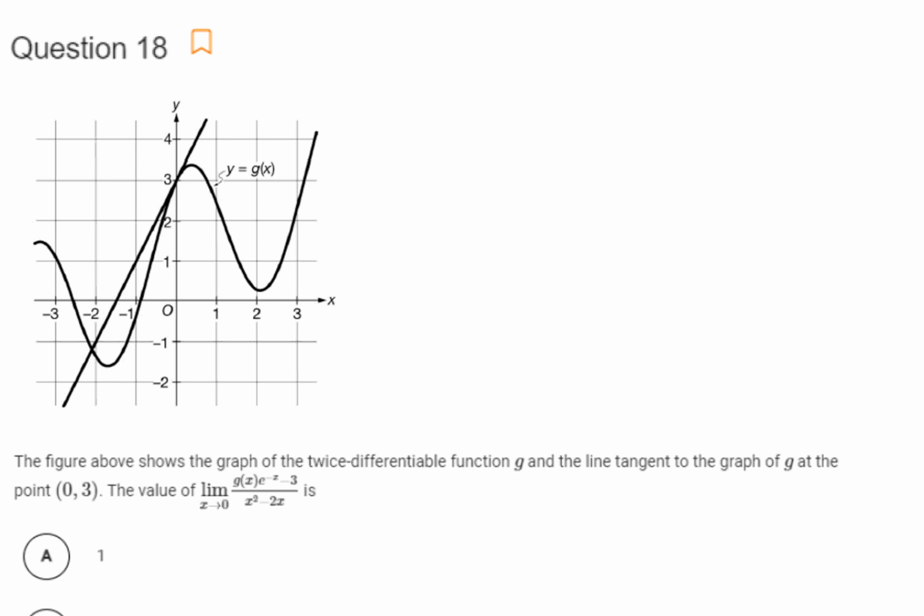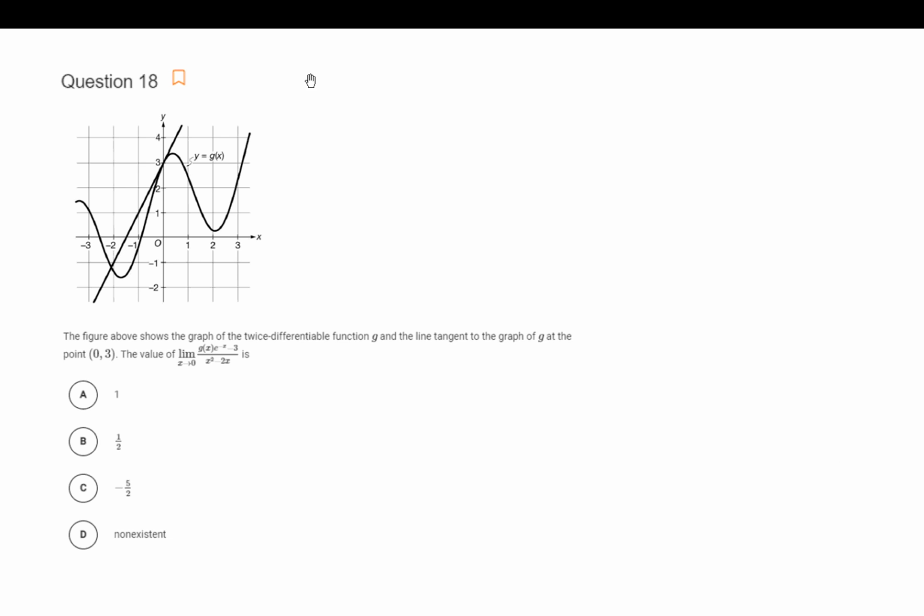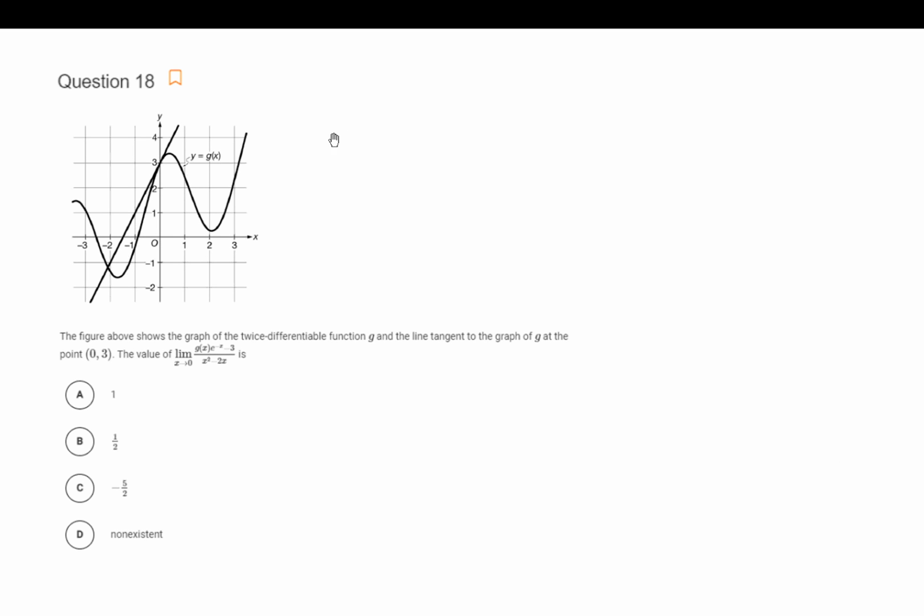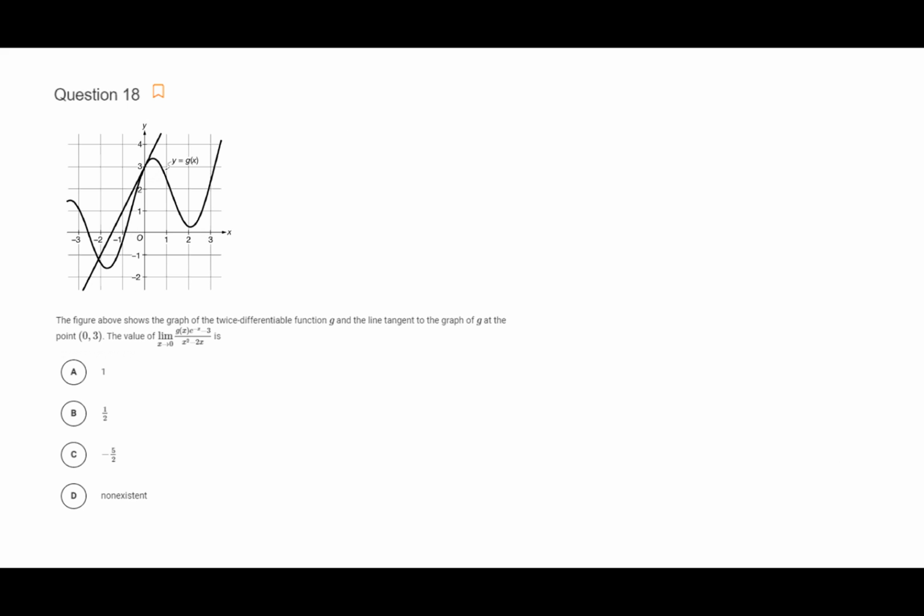The figure above, and this is 18, this is the last problem that you'll have too. The figure above shows the graph of the twice differentiable function g and the line tangent to the graph of g at the point (0, 3). They're saying the value of this limit is what? Okay, so this is the limit as x approaches 0. The function is g of x times e to the negative x minus 3, all over x squared minus 2x.